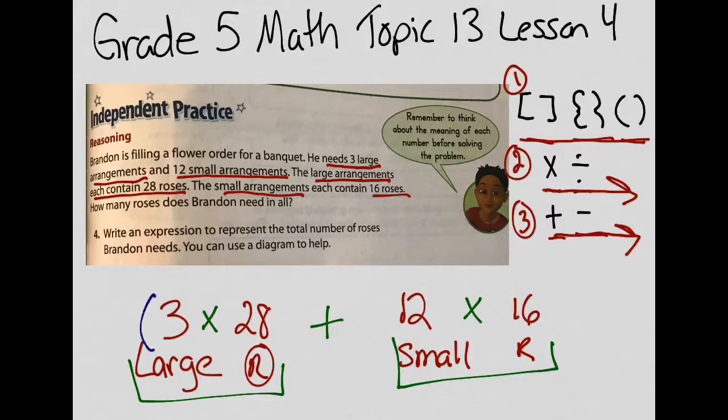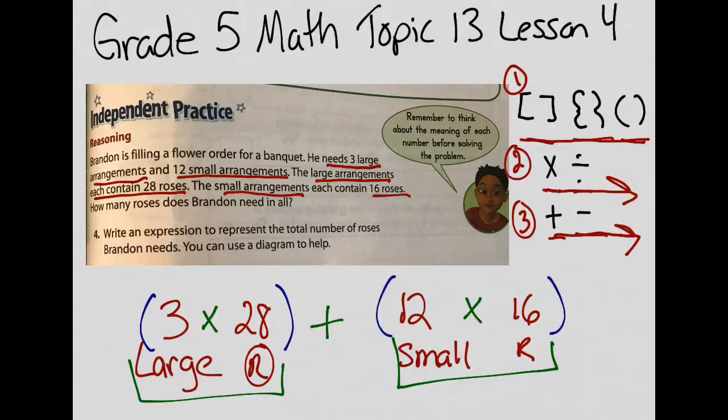Because I want the number of roses in a large arrangement, I'm going to put parentheses around the 3 times 28 so I get just the number for the large arrangement first. Then I'm going to put parentheses around the 12 times 16 so I know I have a grouping of how many roses are in a small arrangement altogether. Then I'm going to add both my large arrangements and my 28 roses in groups, plus my 12 smaller arrangements and my 16 roses in groups, and get the total number of roses.